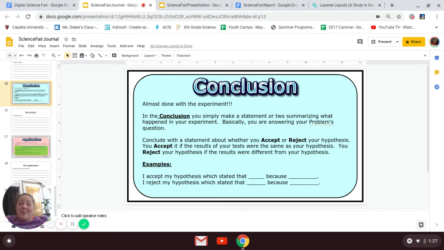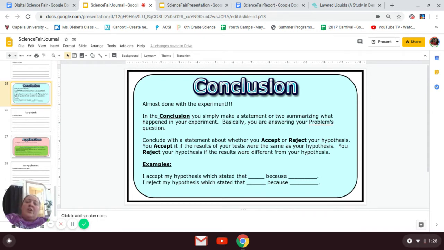We are almost done. You've done all the hard work, and now we're going to do the last two parts, the conclusion and the application. All right, these are not big. These are just a couple sentences that are really just summing up what you've done, what you've learned. In the conclusion, you're basically making one or two sentences that summarize what happened, and whether your hypothesis was correct or not.